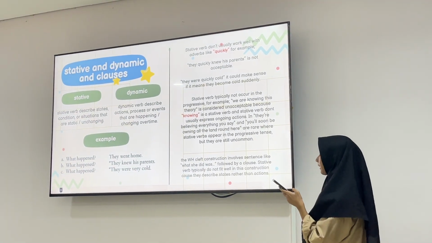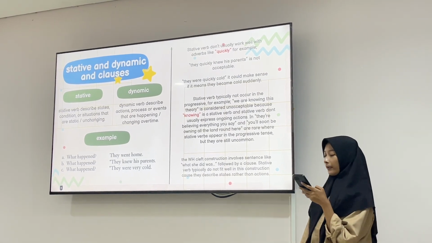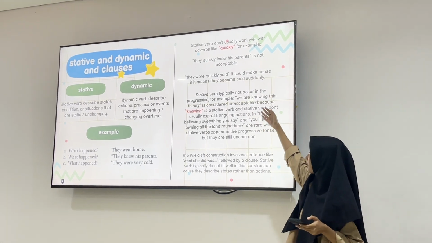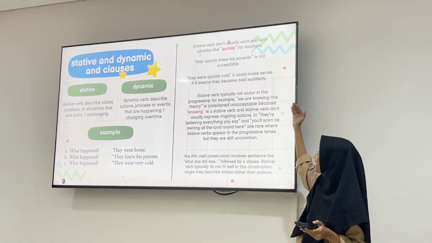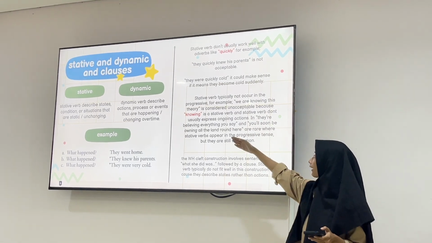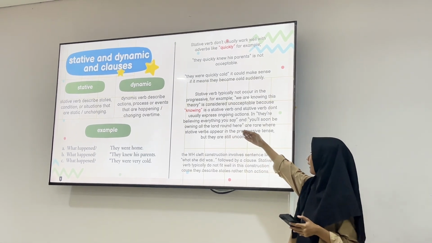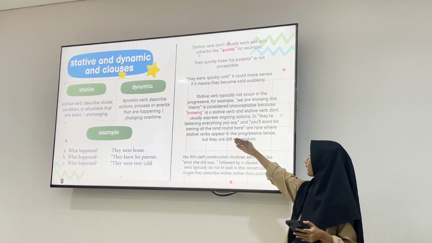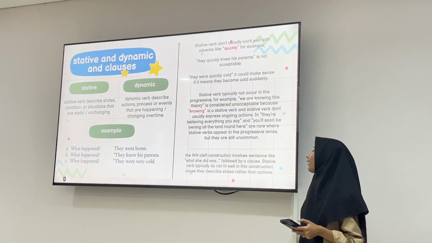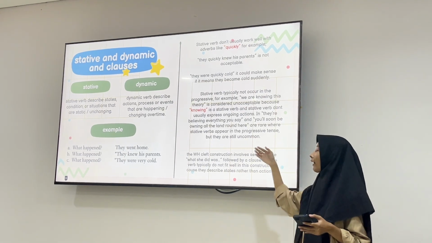And static forms typically do not occur in the progressive. For example, we are knowing this theory is considered unacceptable because knowing is a static form and static forms don't usually express ongoing action. In they are believing everything we say and you will soon be owning all the land around here, this too is rare because static forms can appear in the progressive, but they are still uncommon.